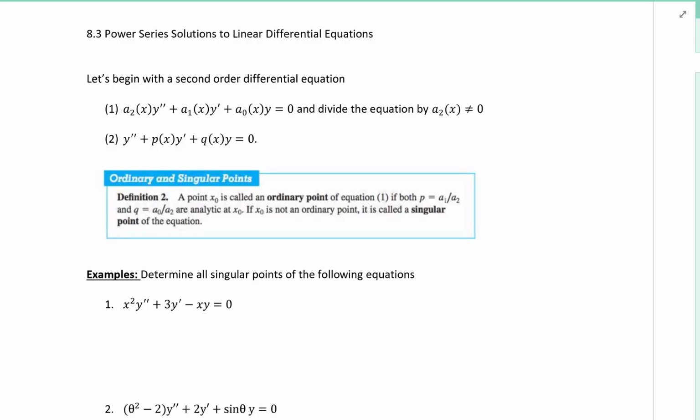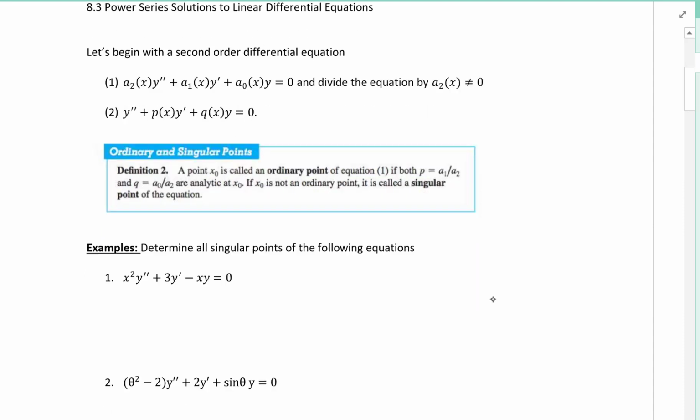In this video, I'm going to go over 8.3 power series solutions to linear differential equations. And just before I start solving problems or differential equations, I'm going to go over really quickly over singular points. So please read the information above, and after that, so you can pause, and after that let's take a look at the examples.